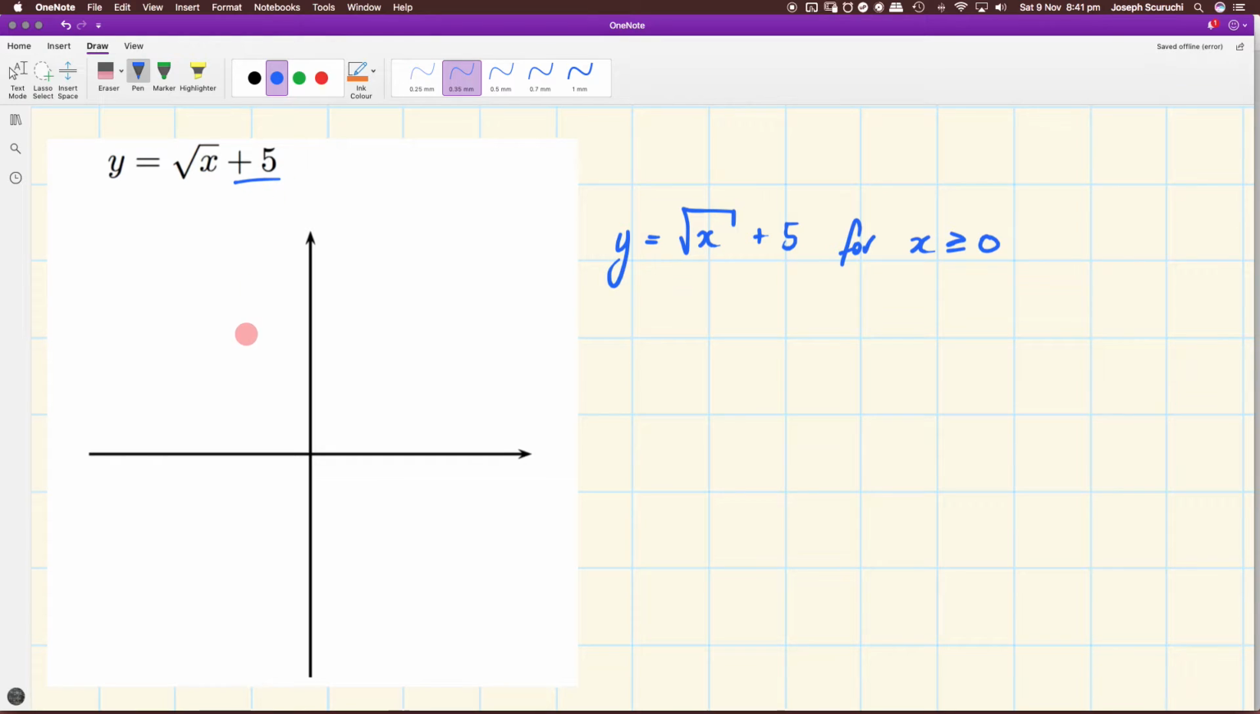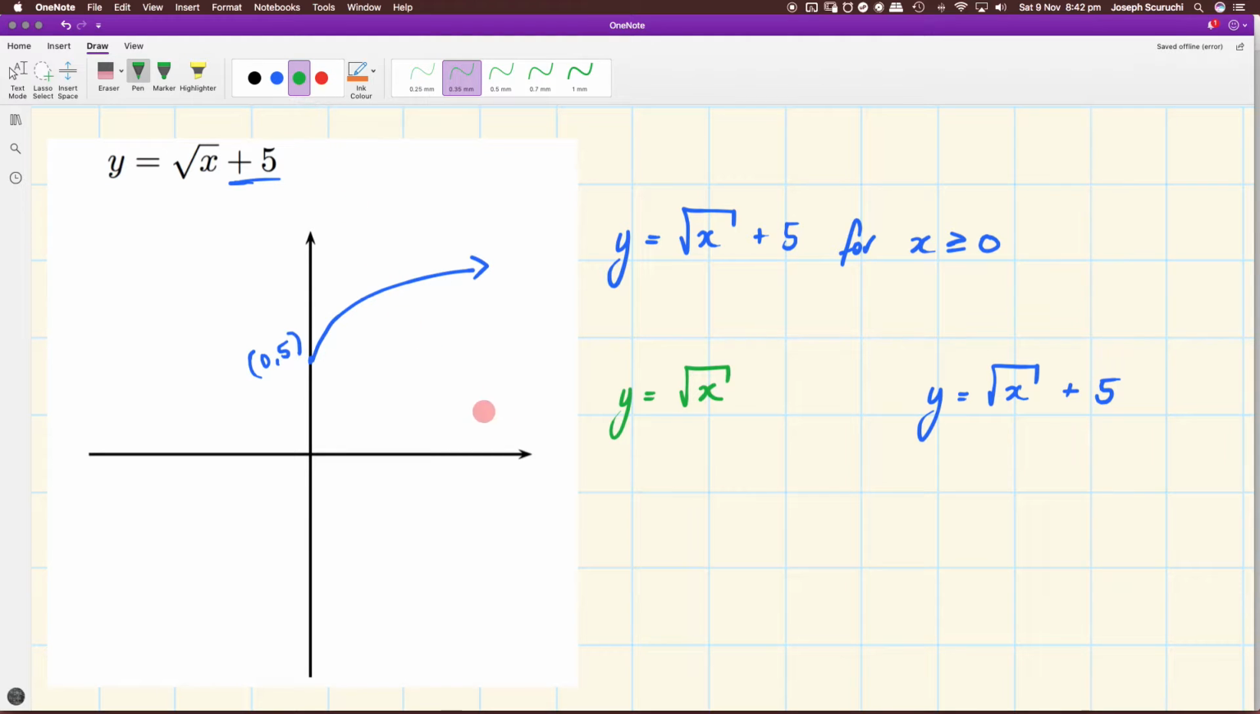But how does this plus 5 alter things? I'm just going to tell you straight away, this plus 5 is going to shift it 5 up. So my graph is going to look like this. 0, 5. So again, this one is more straightforward than when it's inside the square root. If it's plus, it goes up. If it's negative, it goes down. And just to really flesh this out a bit more, let me compare this to our parent function. So if you remember, I'm talking about our parent as this one, and then our new one, our transformed, is this.